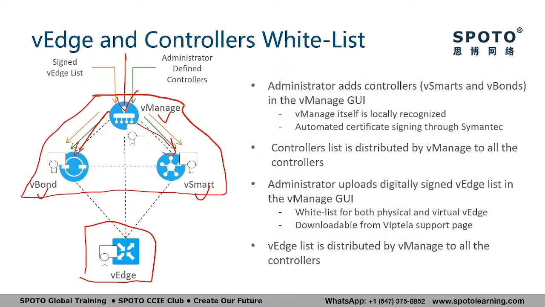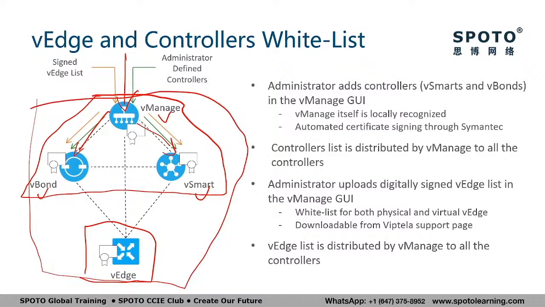So everyone in this architecture needs to be whitelisted, and the whitelist needs to be distributed and synchronized between each of these controllers to know the vEdge as well. This is the high-level security architecture to ensure the devices are legitimate to connect into the SD-WAN environment.